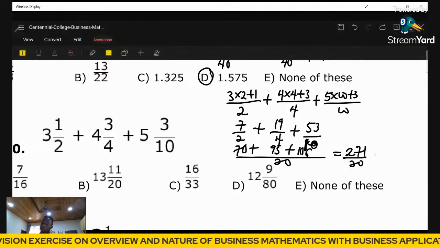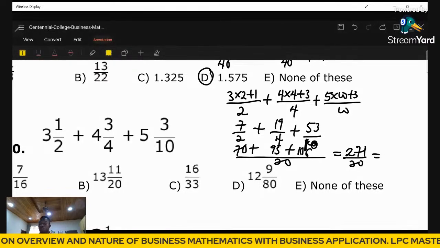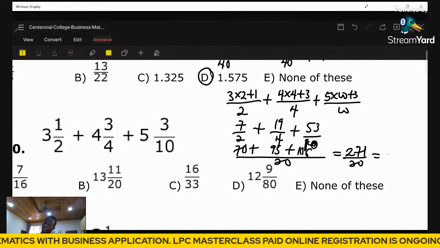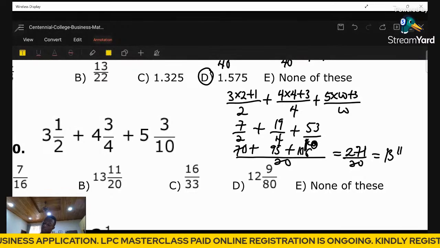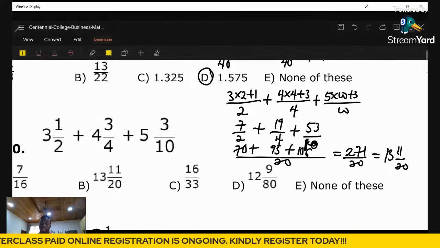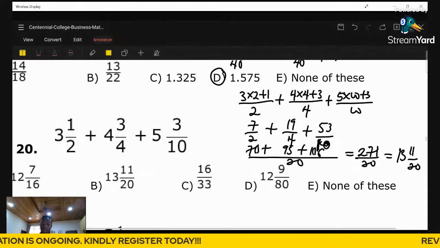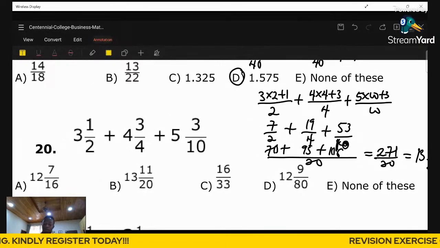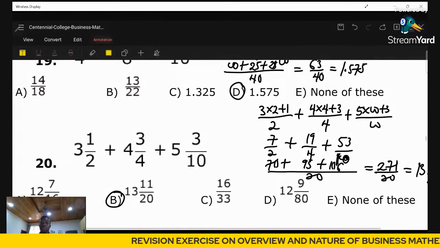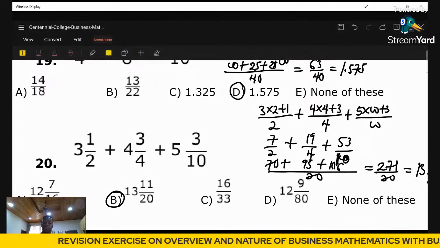And since this is an improper fraction, we need to convert it to a mixed fraction. So with my mixed fraction, I had 13 whole number, 11 out of 20. That is what I had, and that's going to be option B. 13 whole number, 11 out of 20 in that case.